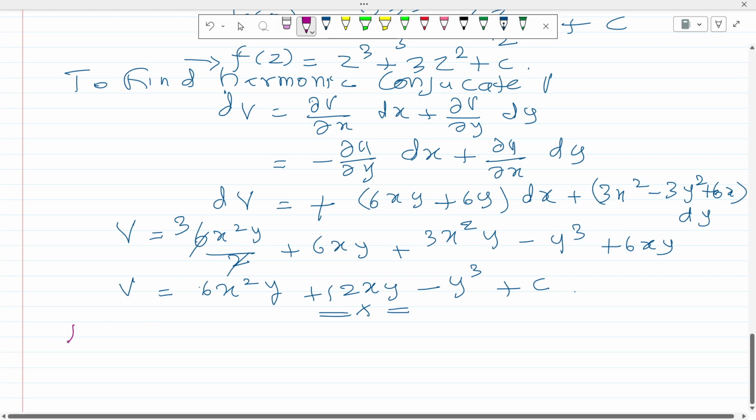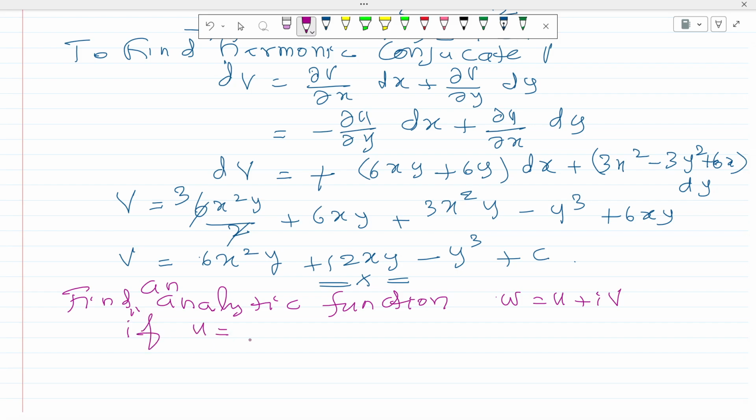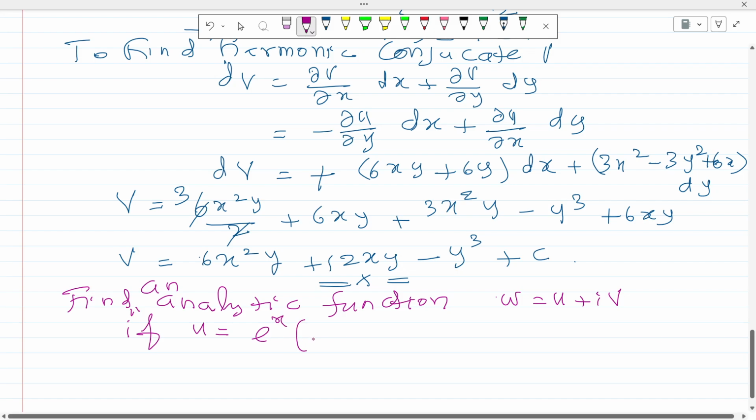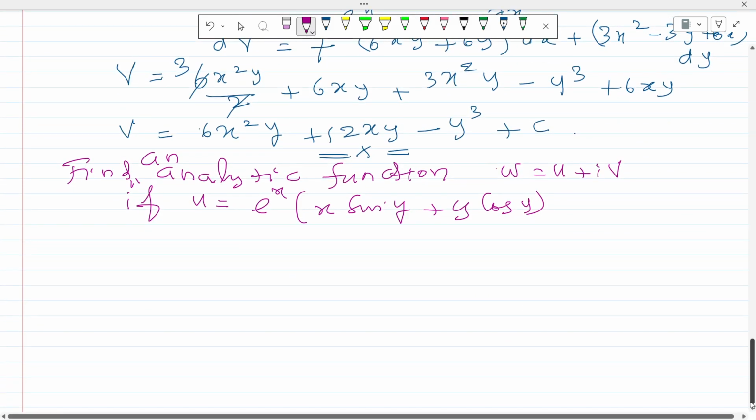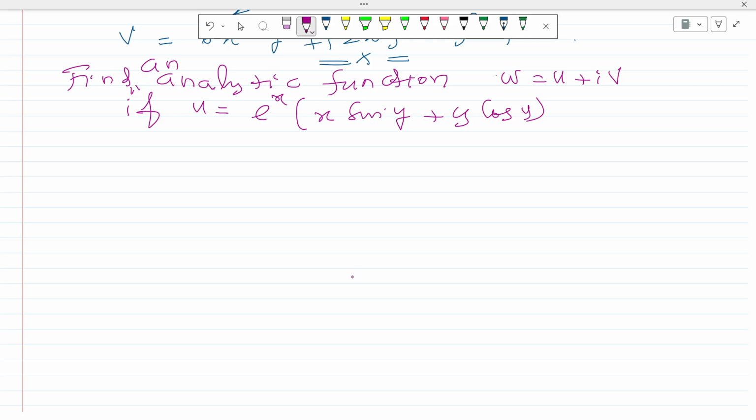Find an analytic function w equal to u plus iv if u equal to e power x, x sin y plus y cos y. Okay, write the solution for this.